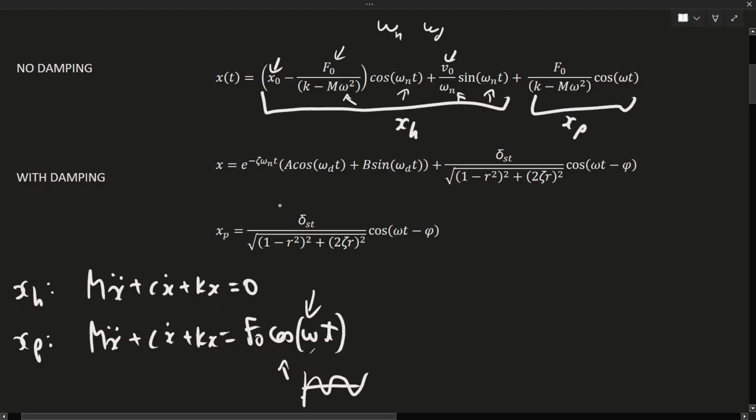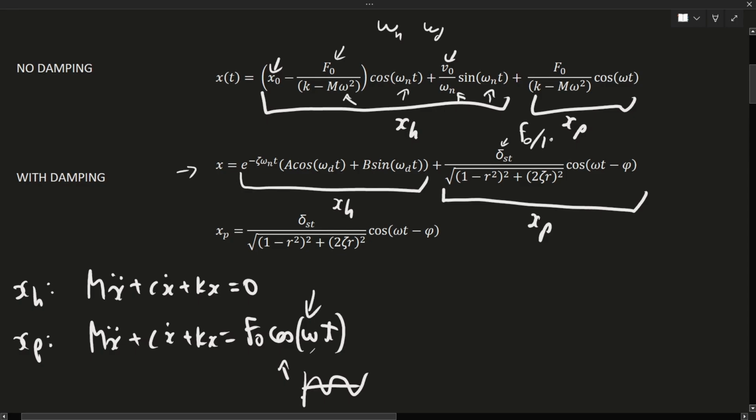If your system has damping, this would be your total solution. This over here is your homogeneous solution, which is from your previous chapter with free vibrations. And this is your particular solution. Delta T is just a fancy way of saying F0 over K. They just do it like that because it looks cleaner. R is the ratio between the frequency of the force that's harmonically exciting your system, divided by the natural frequency of your system.